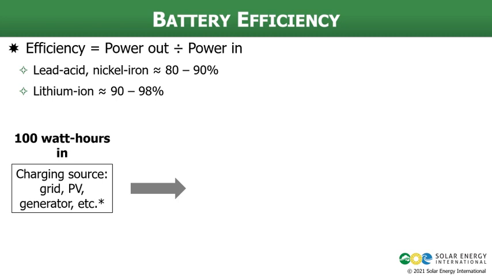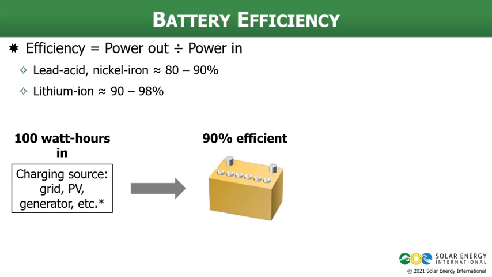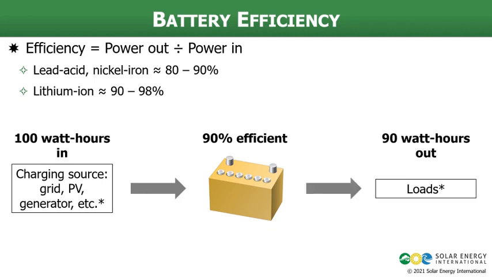Let's take an example of battery efficiency using energy. In this case, we had some charging source, the utility grid, a PV array, a generator. It doesn't really matter what created the energy, but we have 100 watt hours that we're charging into our battery. If our battery is 90% efficient, that means that we're going to be able to draw 90 watt hours out of that battery to power our loads. If we divide 90 watt hours by 100 watt hours, we'll get 0.9, which is 90% efficient. If we only got 80 watt hours out of this battery, we would have an 80% efficient battery.